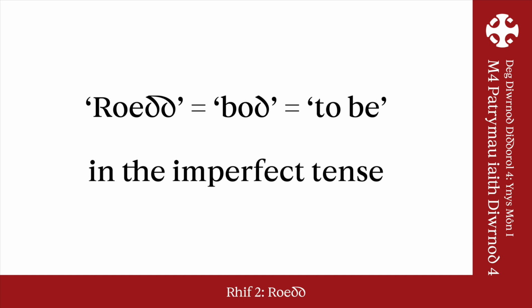Roedd is the verb bod, to be, in the imperfect tense. One way to remember this tense is to think of a dinosaur roaring. Dinosaurs lived during a period of time in the past which is now finished. If a sentence in English would make sense with the words was or were to describe something that has happened in the past which is now finished, or something you used to do, then you probably want to use roedd.